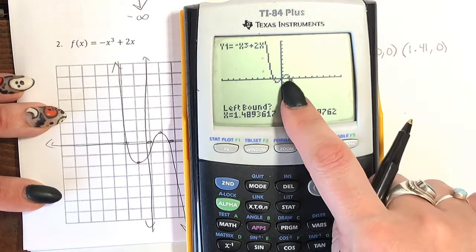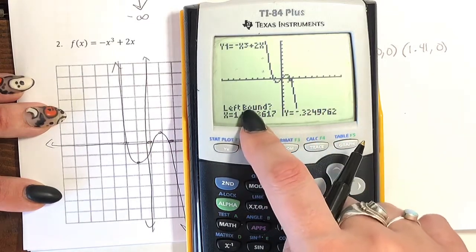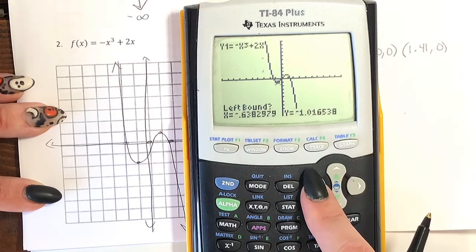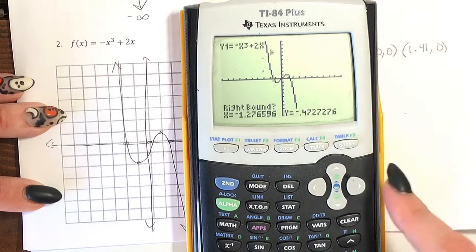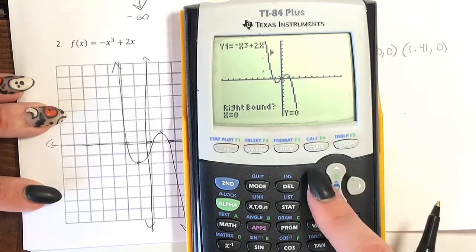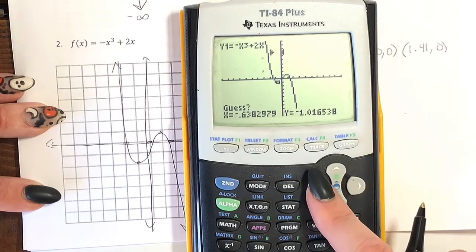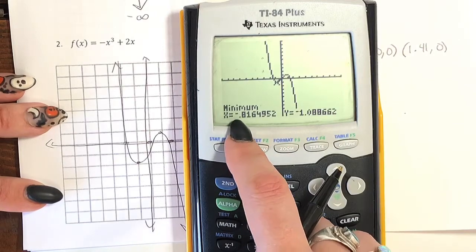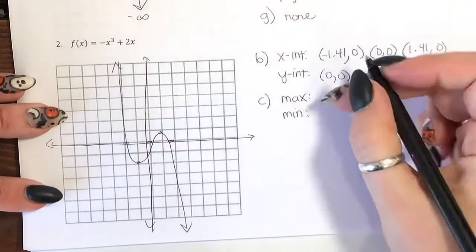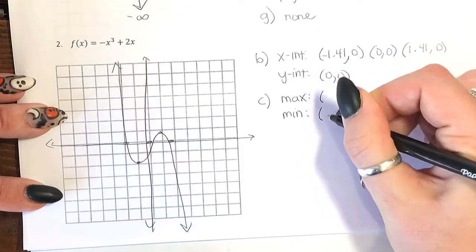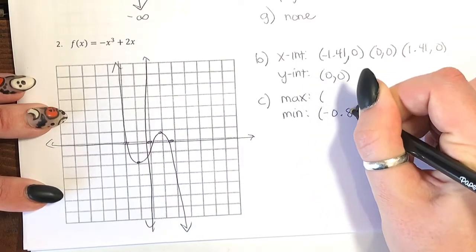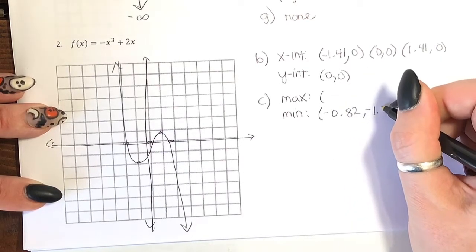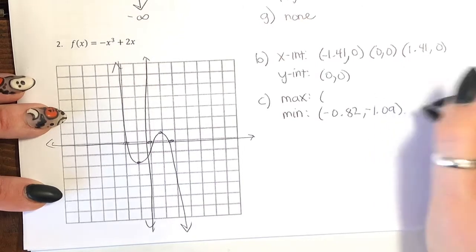And you'll see that little dot pop up again, and it's asking you to go left of it. So if I'm doing my minimum, that's going to be this little bottom point right here. We want to go to the left of it, so I'm just going to go over a couple times. Now it's saying to go right bound, so go over a couple times, and then now guess. And so then our minimum is at negative 0.82. Let's round to 2 places. Oh, that's my max. My min is at negative 0.82. And then for the y was at negative 1.09 if I rounded 2 places.